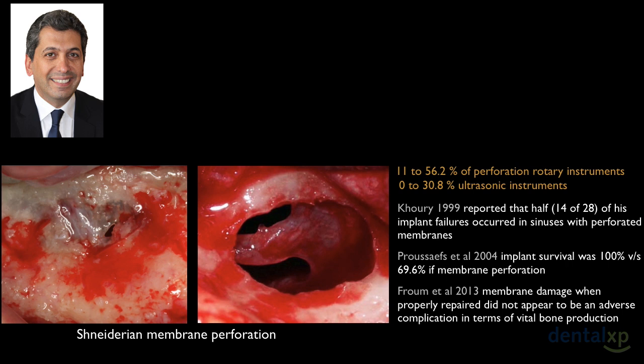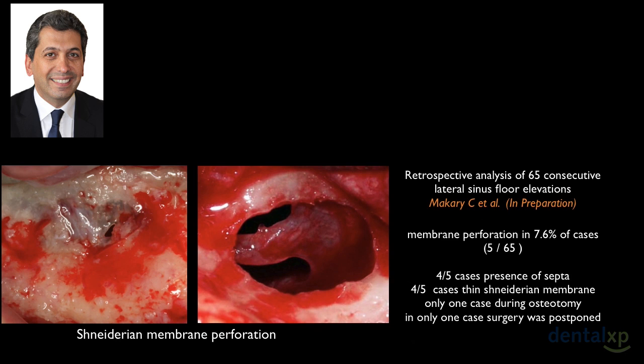Some authors reported that we had more implant failures when we had perforation of the membrane, like Khoury or Prusayev. And some others, like Froome, reported that membrane damage, when properly repaired, did not appear to be an adverse complication in terms of vital bone production, for example. If we can repair it, and we will see the technique to repair it, you can have a very predictable bone graft.